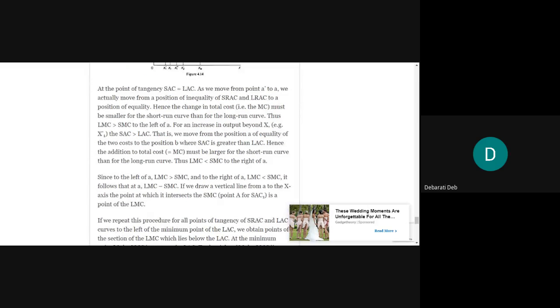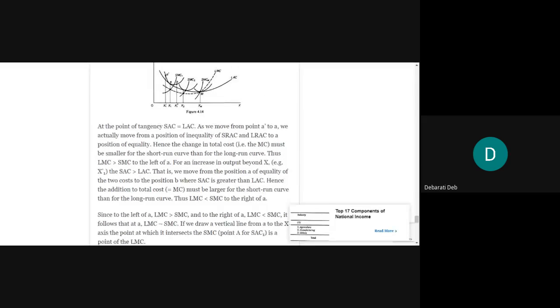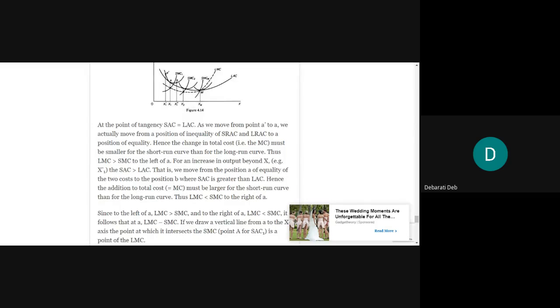If we draw a vertical line from A to the x-axis, the point at which it intersects the SMC is a point of the LMC. When you are drawing this vertical line from A, it is intersecting the LMC, no? So this vertical line from A to the x-axis intersects the SMC at the point A for SAC.